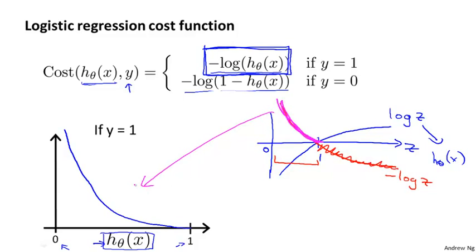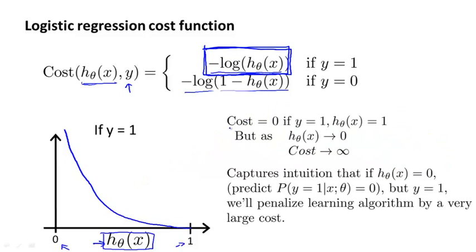Now, this cost function has a few interesting and desirable properties. First, you notice that if y is equal to 1 and h of x is equal to 1, in other words, if the hypothesis exactly predicts h equals 1 and y is exactly equal to what it predicted, then the cost is equal to 0, right? That corresponds to the curve doesn't actually flatten out. The curve is still going.